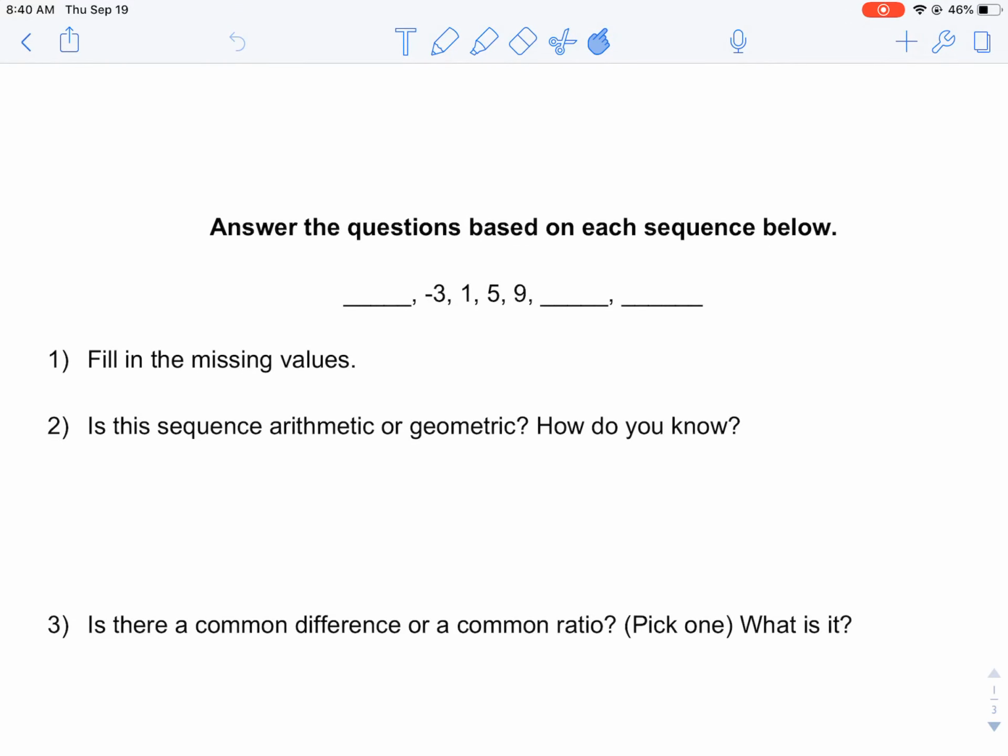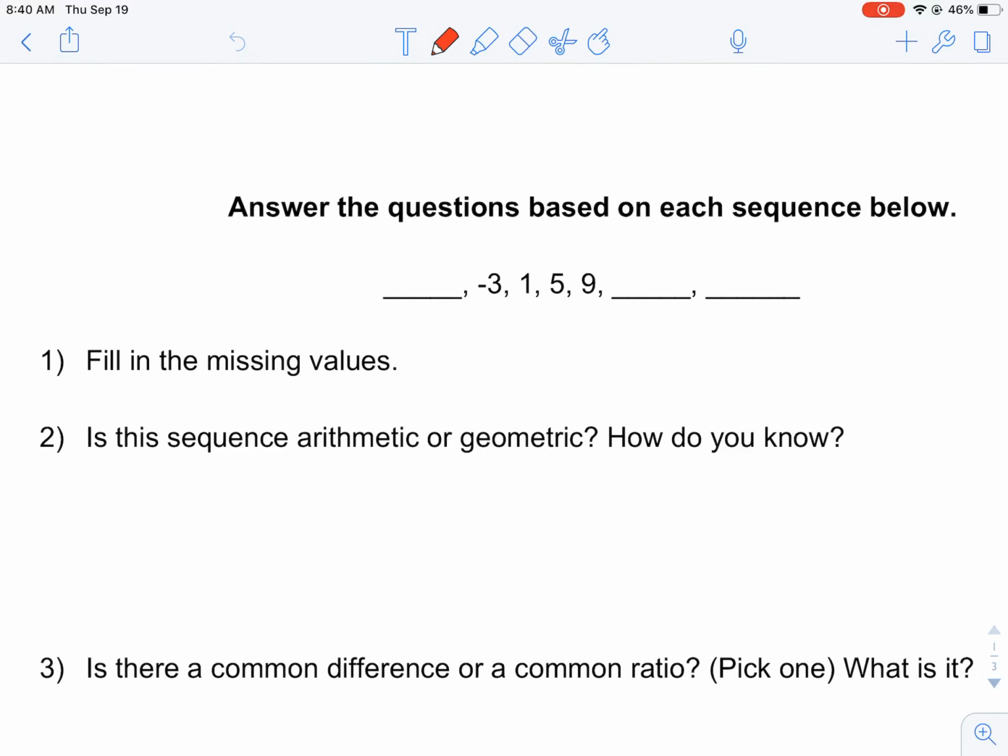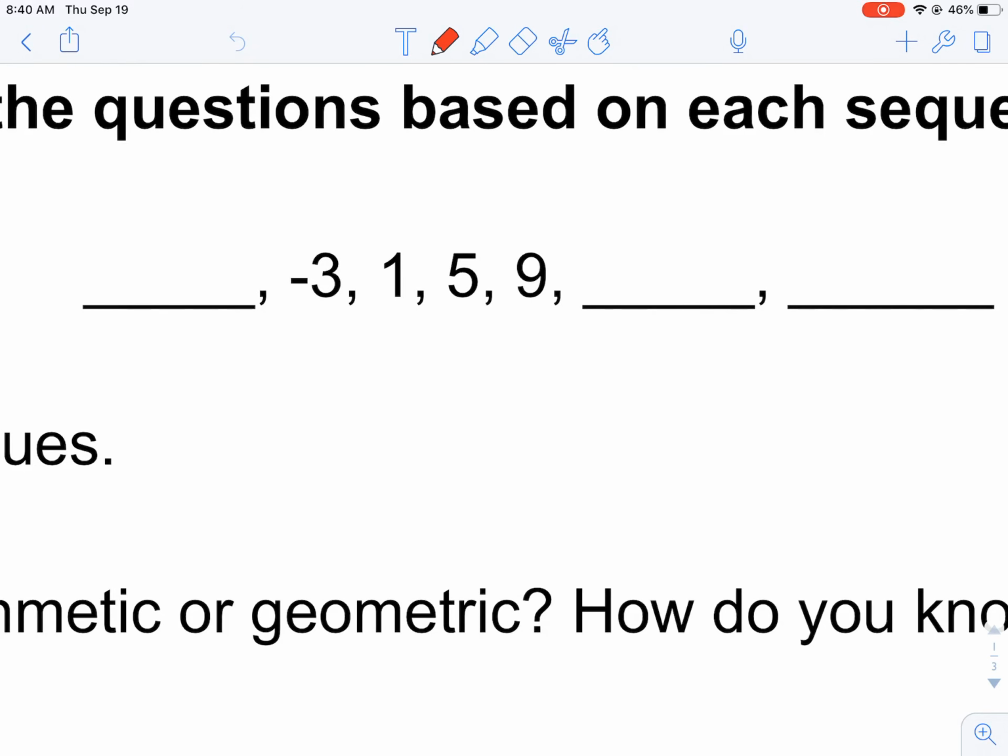I'm going to walk you through how to fill in the missing values of a sequence, as well as finding the common difference and the explicit formula, as well as the recursive formula. So we're starting out with a problem here. We have some missing values that we're eventually going to have to fill in. Now, I want to figure out, first of all, what's the pattern? How am I getting from one value to another?